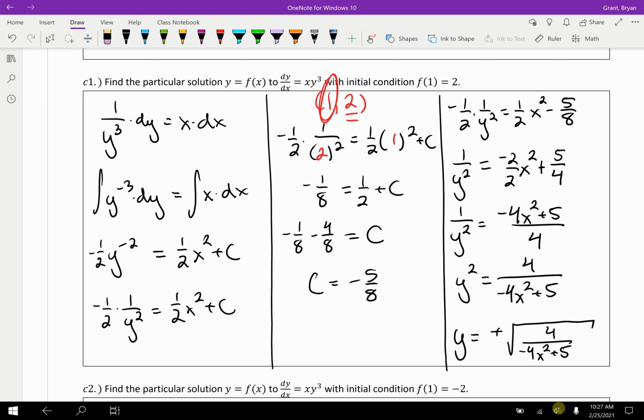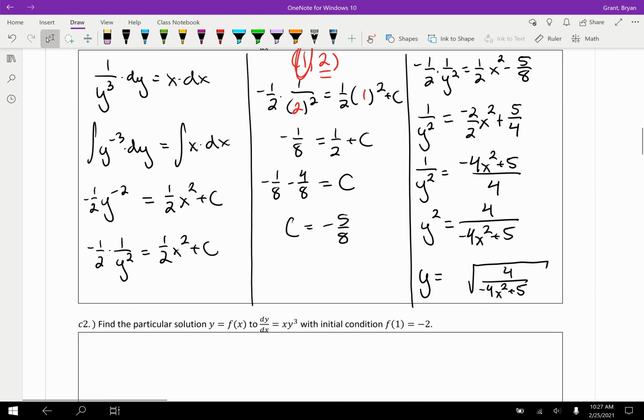Do you need to put the positive out front? No. You would probably just write it there. If you put the positive, are you wrong? No. We just assume that if there's nothing, it is just the positive branch. But wait, find the particular solution with the initial condition 1, negative 2. Oh, well, the nice part is we can skip all of this. We already did this, so let's get right to the initial condition.